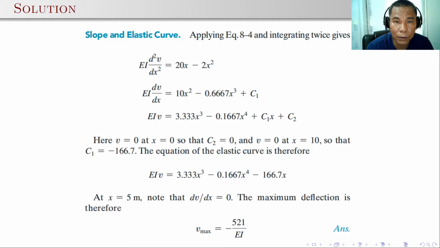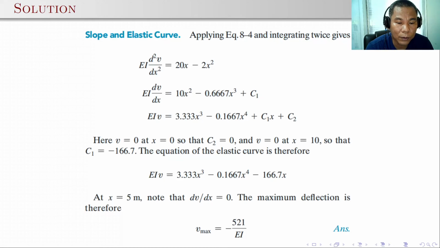At x is equal to 0, there will be no displacement, so C2 is 0. And at x is equal to 10, that is on the other side of the beam, the deflection is also 0, so that C1 is equal to minus 166.7. The equation of the elastic curve is therefore given: EIv is equal to 3.333x cubed minus 0.1667x to the fourth minus 166.7x.